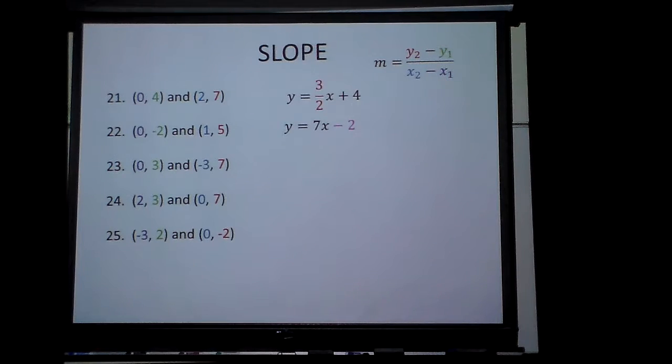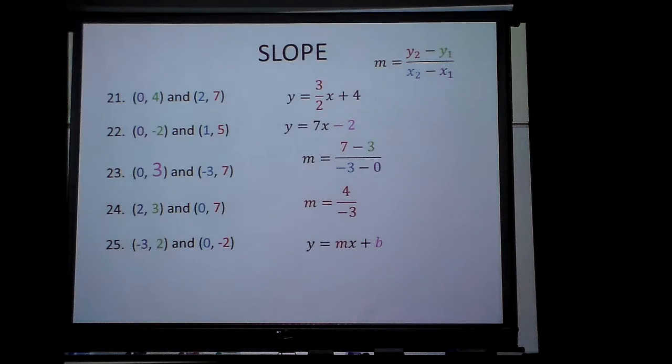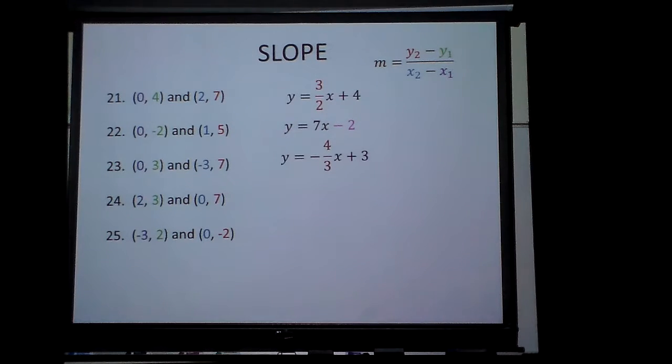Look at 23. Okay, first I got to find the slope. 7 minus 3, negative 3 minus 0. Hey, well, that's going to be 4 over negative 3. That's right. And so my y-intercept is that 3, because that's the 0 one. So y equals negative 4/3 x plus 3. That's it. There's the equation.